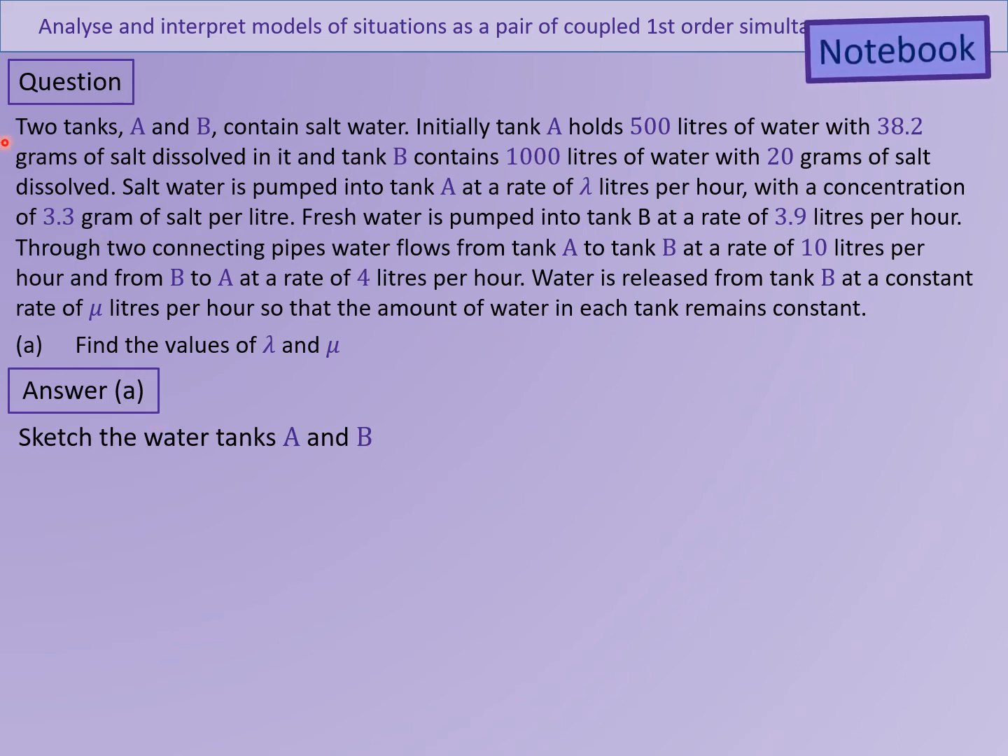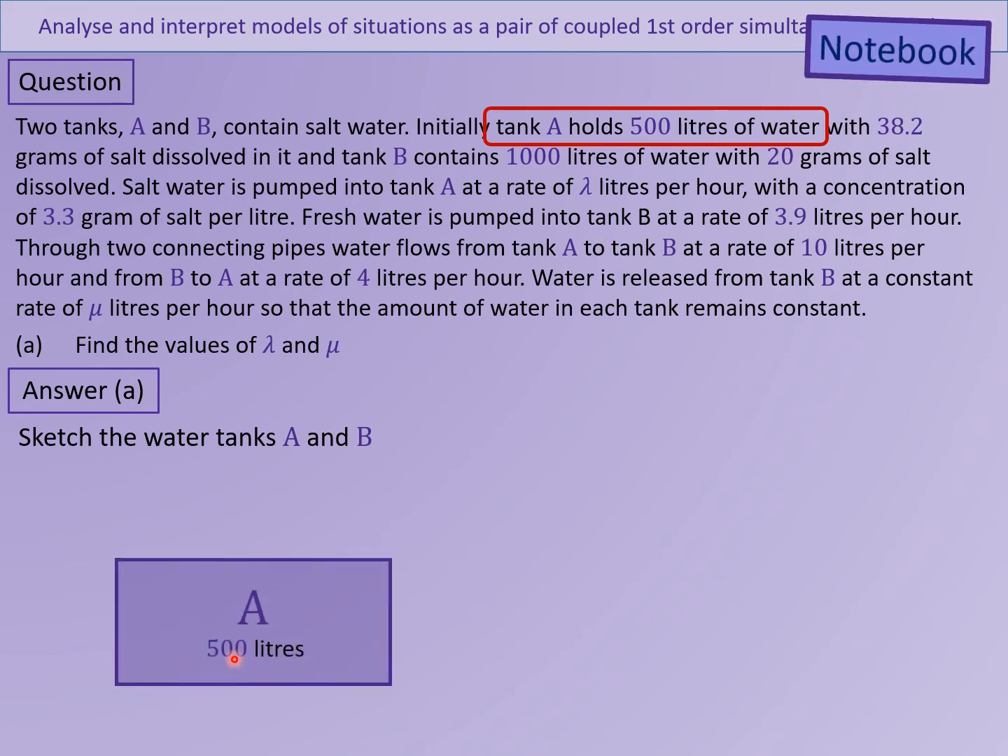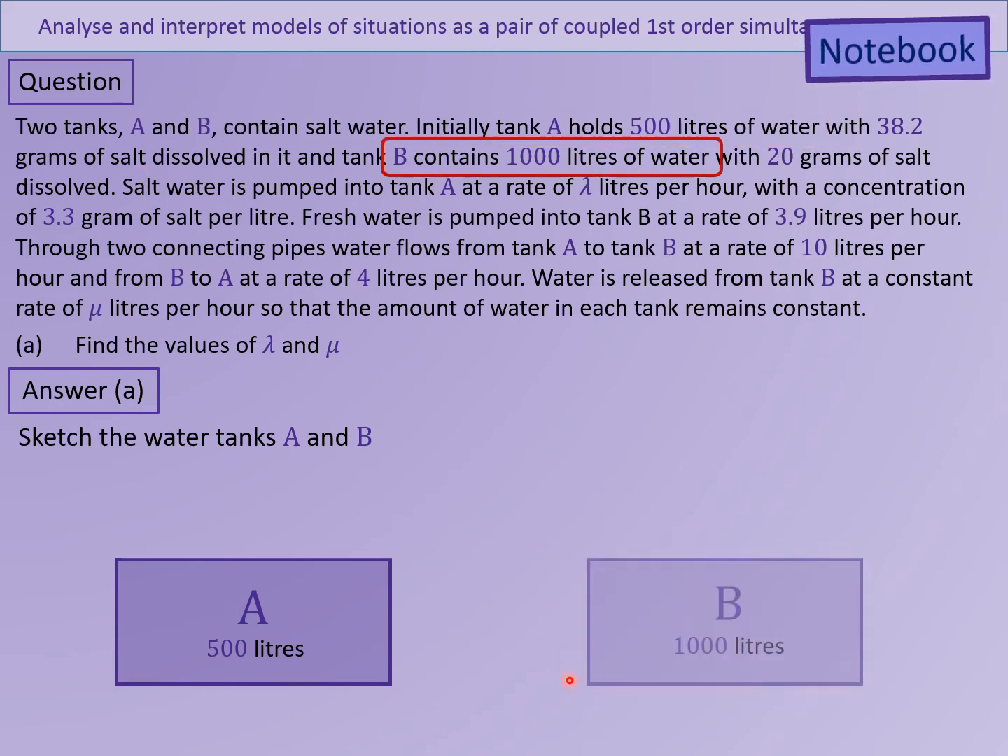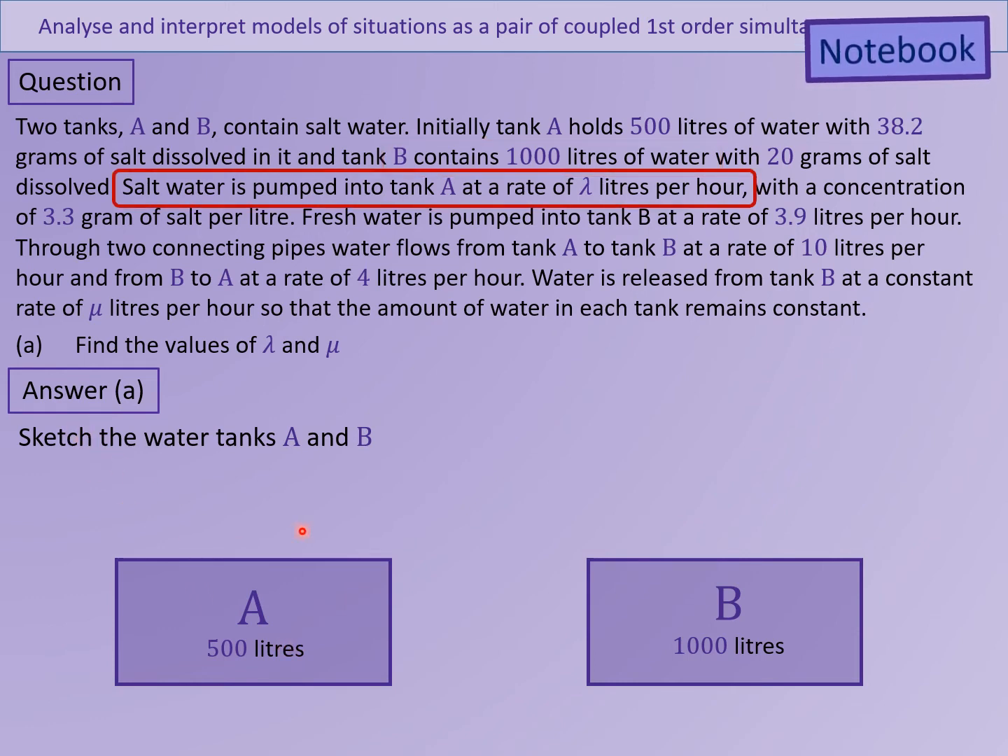It looks like I've got two water tanks. So tank A holds 500 litres of water, or has 500 litres of water in it. So there's tank A. Tank B has 1,000 litres of water, so I can mark down both of those. There you go, tank B with its 1,000 litres of water. So there's my two tanks. I know in tank A there is water flowing into it. Salt water is pumped into tank A at lambda litres per hour. I could show that by just drawing an arrow, and there we go, lambda litres per hour flowing into tank A.